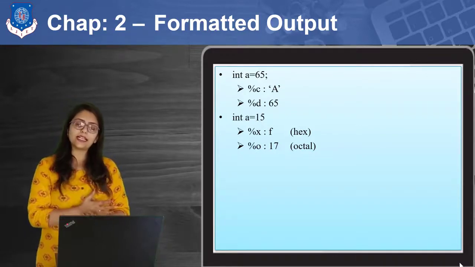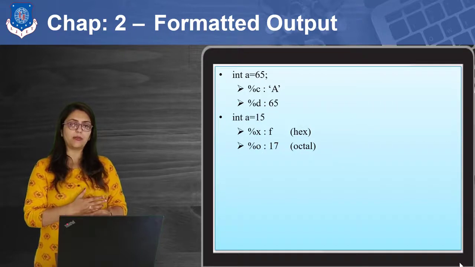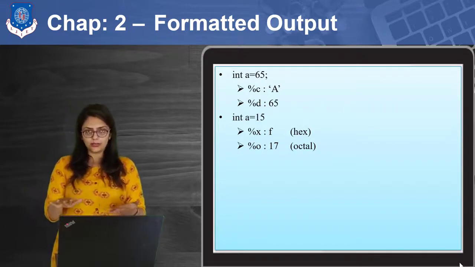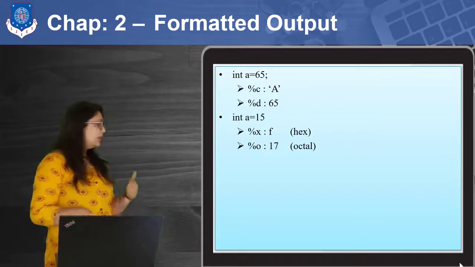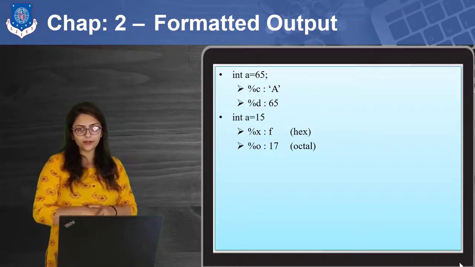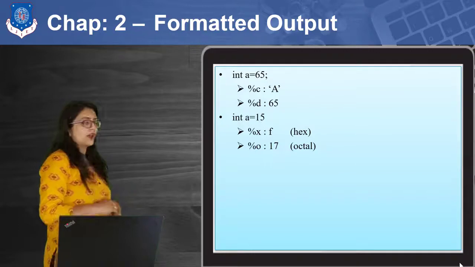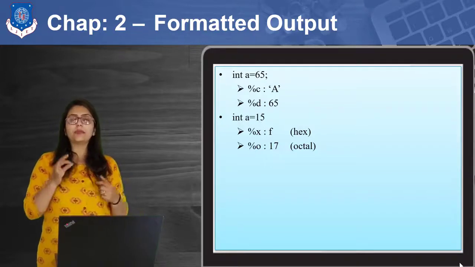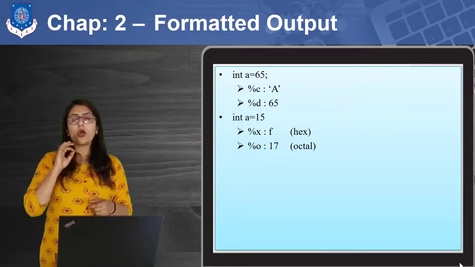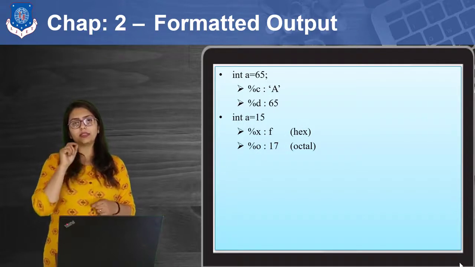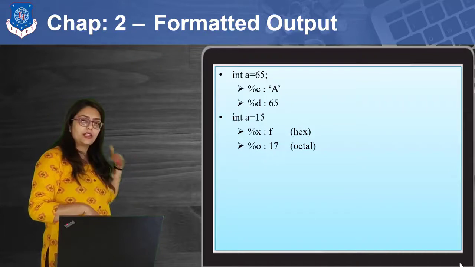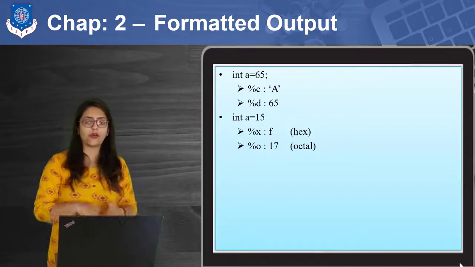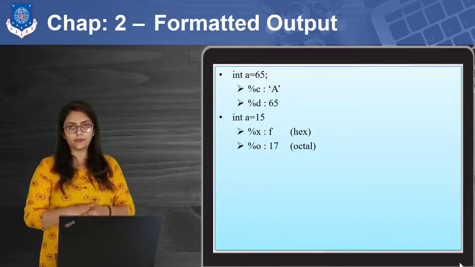Now, how to find hexadecimal or octal of a given decimal number? That is not in your syllabus, so you don't need to understand it right now. Just focus on the character modifiers. And last but not the least, if you are writing %o, then it will print 17, because the octal value of 15 is 17. So this is how you can print character, integer, octal, hexadecimal of a given integer or decimal number.